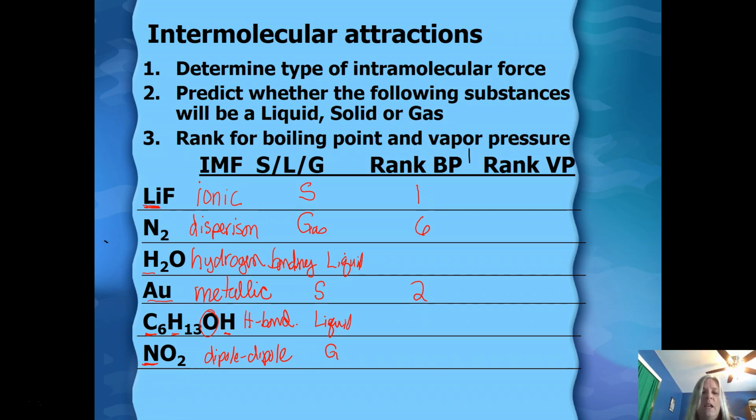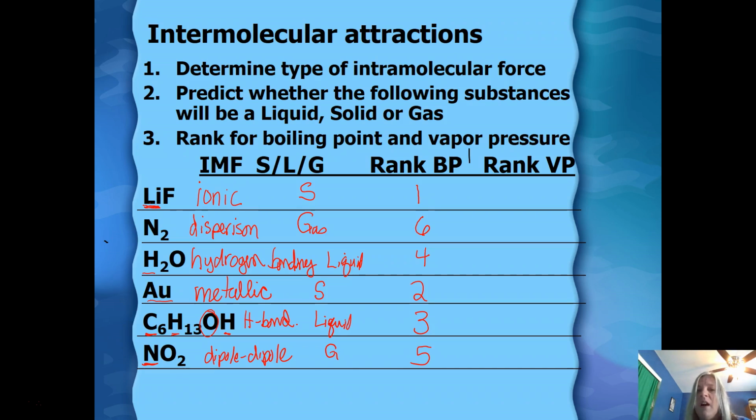After metallic comes hydrogen bonding. Well, we have 2 for hydrogen bonding. We have H2O and C6H13OH. So then we have to look at size. Who's bigger? Bigger is stronger. Well, obviously C6H13OH is bigger. So that's going to be 3, and that's going to make water 4. And after hydrogen bonding comes dipole. So that's number 5. All right, last thing we're going to do is rank vapor pressure.